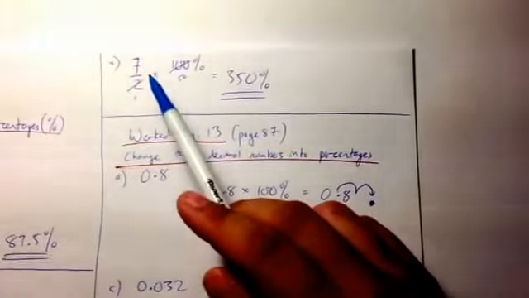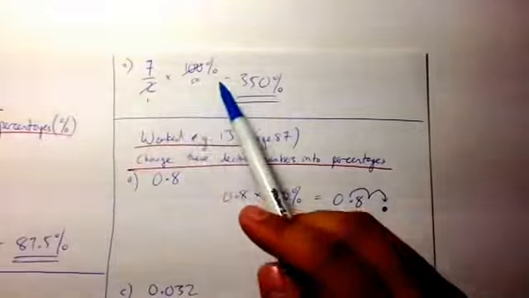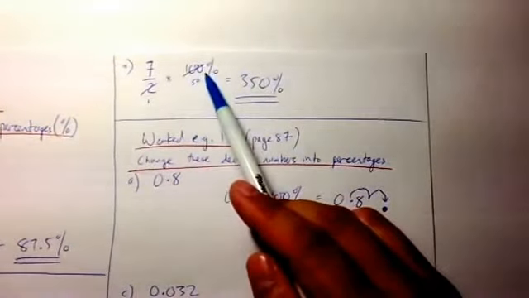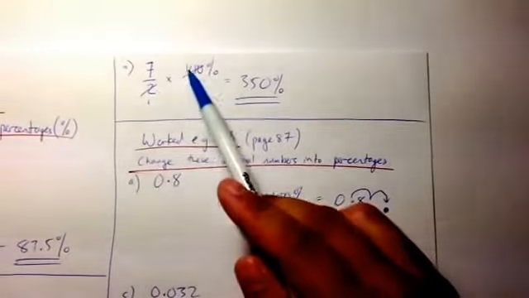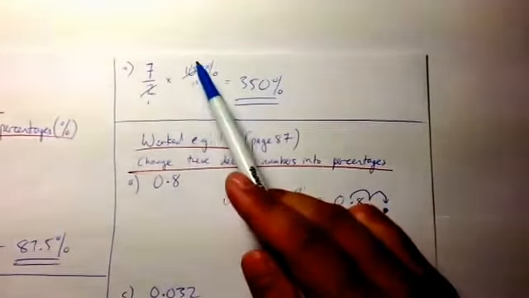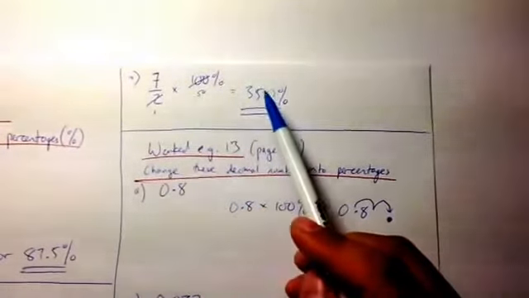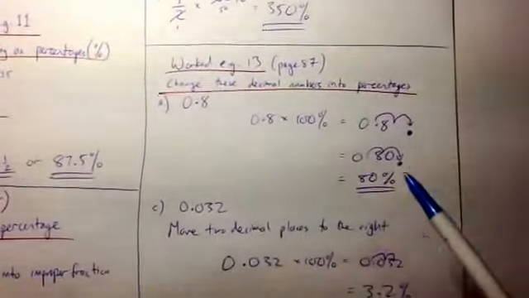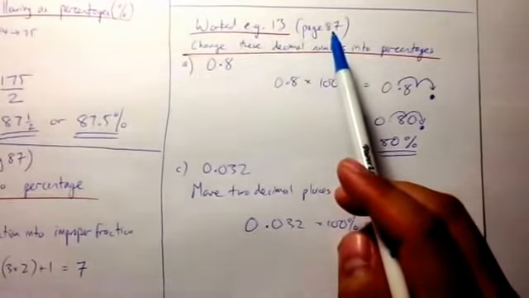Once you've done that, you need to multiply by 100% again, and 7 multiplied by 50, because we've already divided by 2. Both the 100 and the 2, top and bottom, can be divided by 2. 7 times 50 gives 350%. And finally, worked example 13 on page 87.